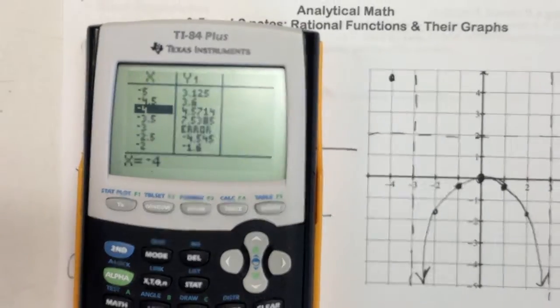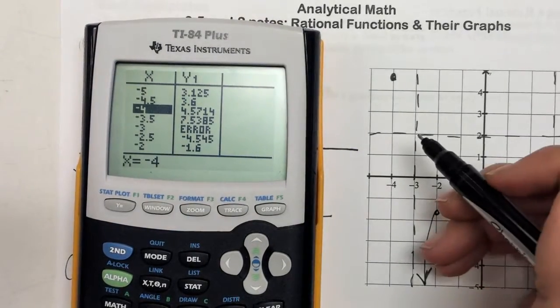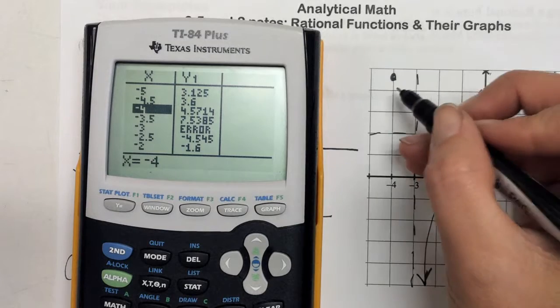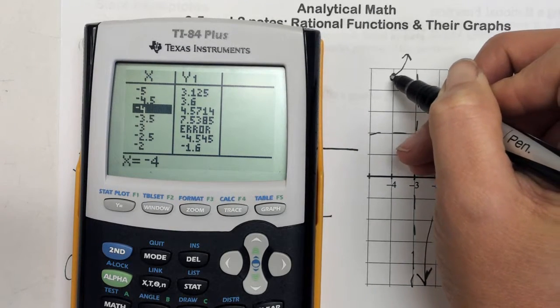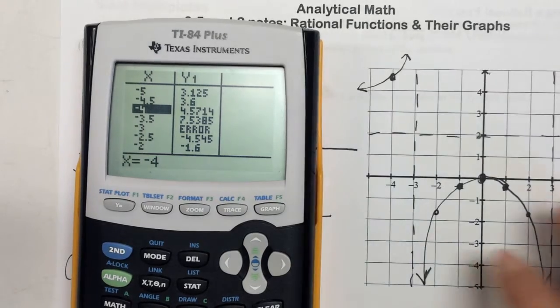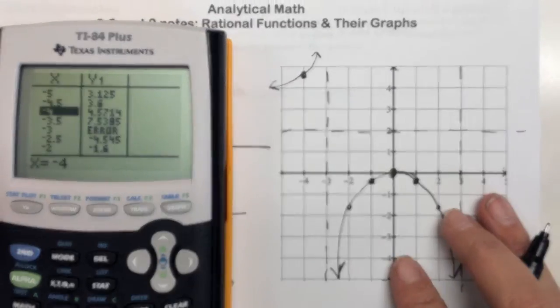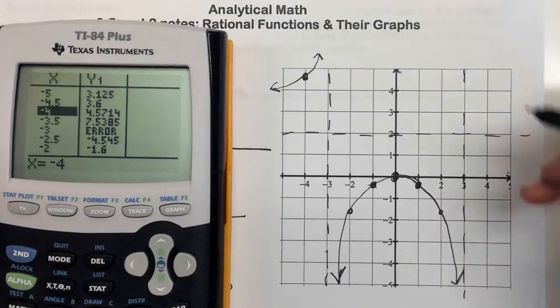Do we need more than 1 point right here to see what it's going to do? It's going to approach what? Negative 3 right here, and this asymptote as well, so it's going to go down towards this one. What do you think it's going to be on the other side? Same thing.